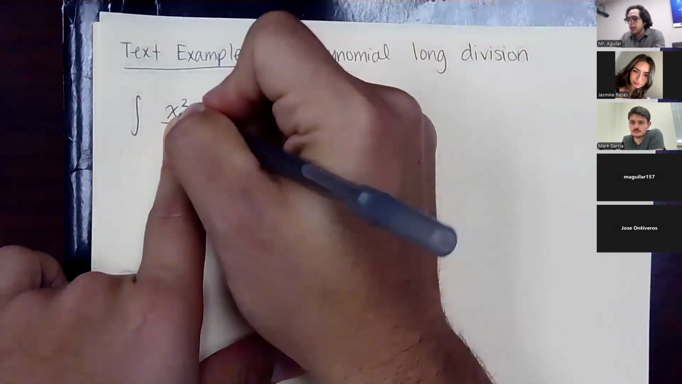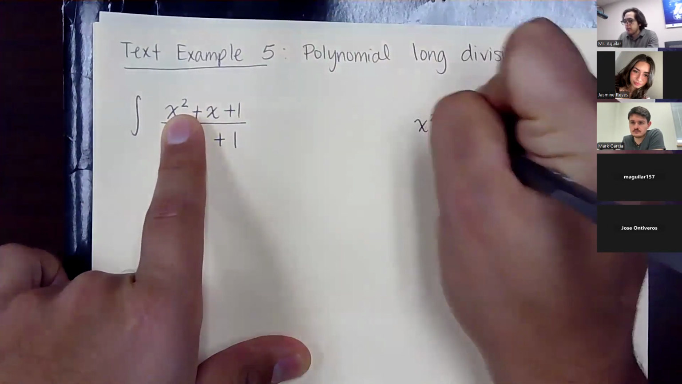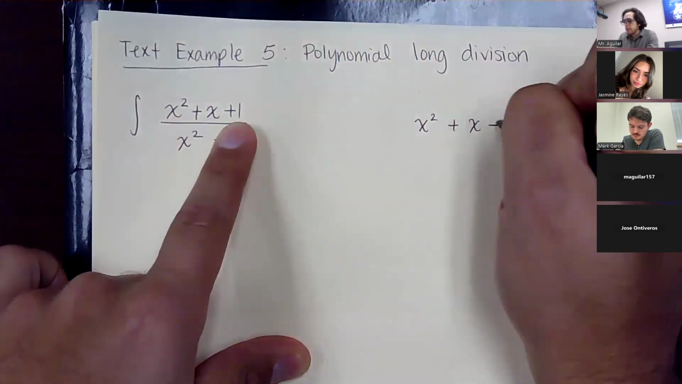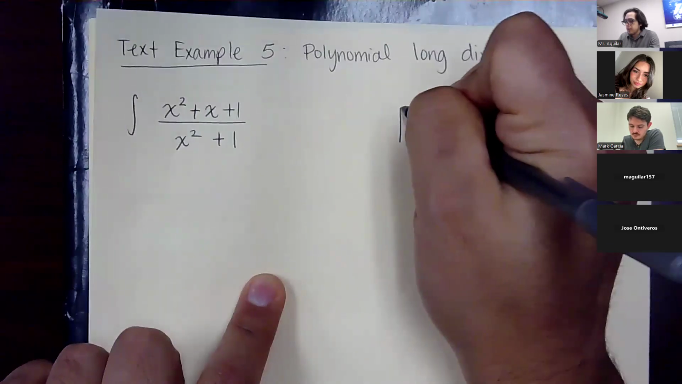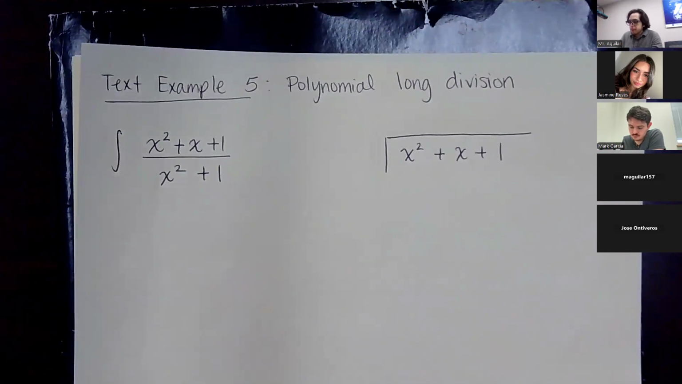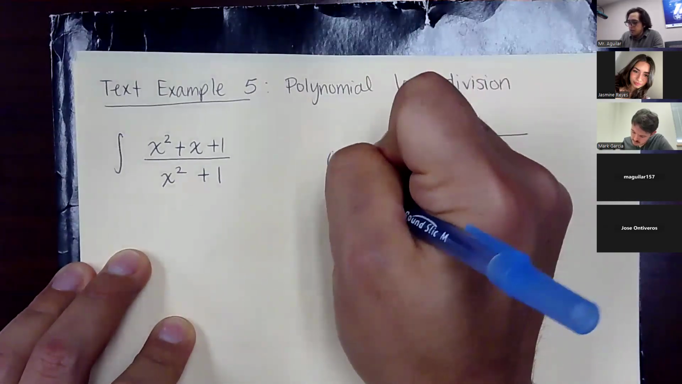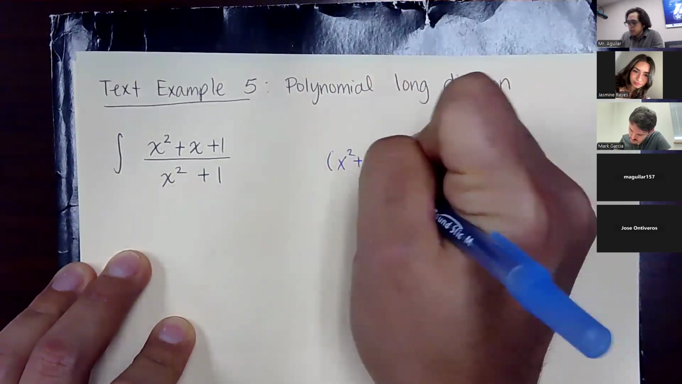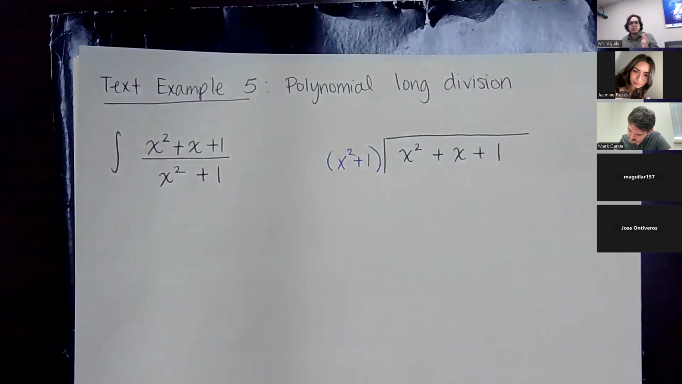We're going to put the thing on top, x squared plus x plus 1, underneath this little division symbol. And then we'll take the denominator, and that goes on the outside. I'm going to put x squared plus 1 here. You don't have to put parentheses. I'm just doing that for, I guess, comedic effect, if nothing else.